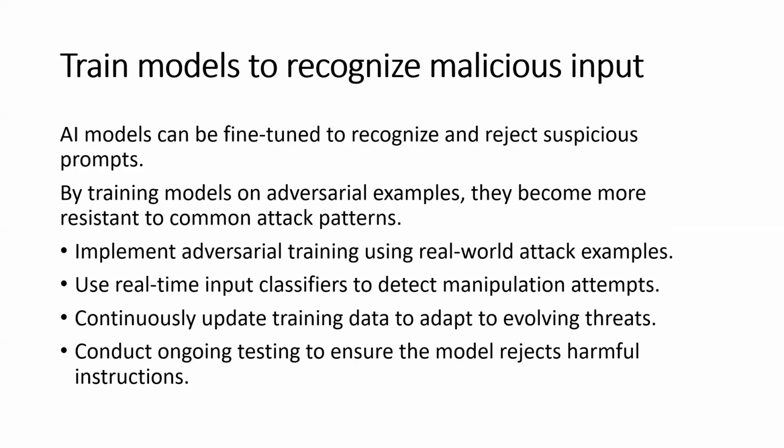Then next is train models to recognize malicious input. Again, it's a part of adversarial training where it can recognize the malicious input and malicious behavior. Right? So it can be fine-tuned to recognize and reject the suspicious prompts. Right? So as I have told you, you have to implement adversarial training using real-world attack examples. Right? Use real-time input classifiers to detect manipulation attempts, then continuously update the training data to adapt to evolving threats, and conduct ongoing testing, right, to ensure the model rejects harmful instructions.